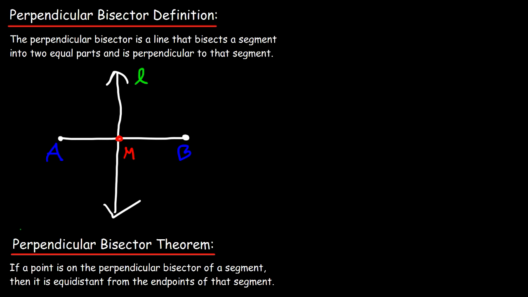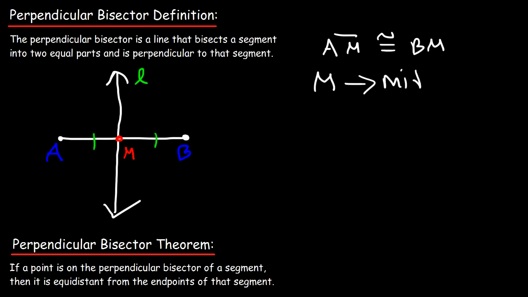So AM has to be congruent to BM. It has to bisect segment AB into two congruent parts. So AM is congruent to BM, which means that point M is the midpoint of segment AB.